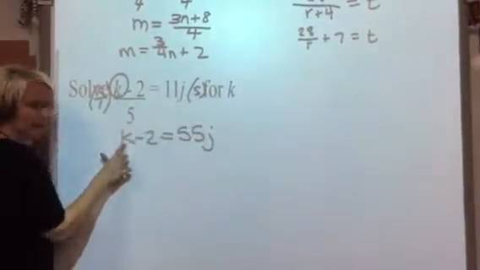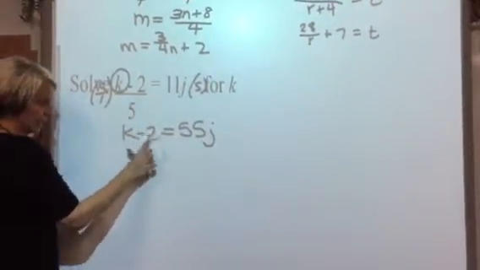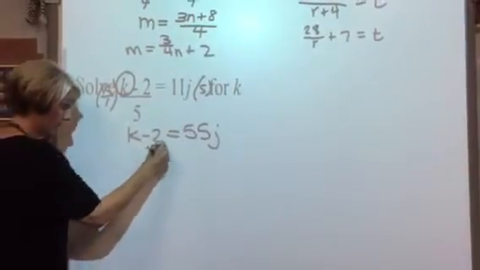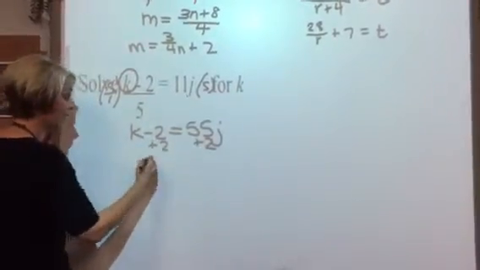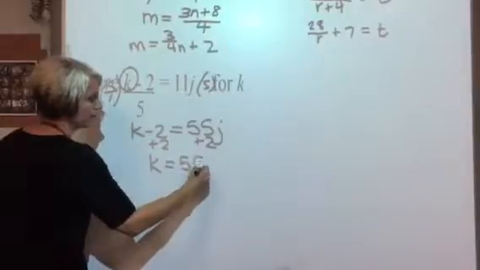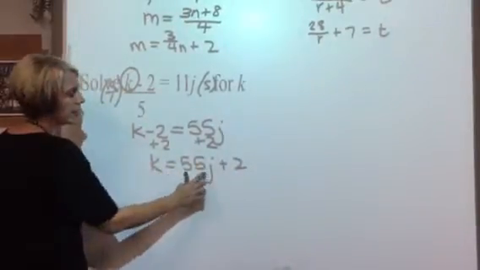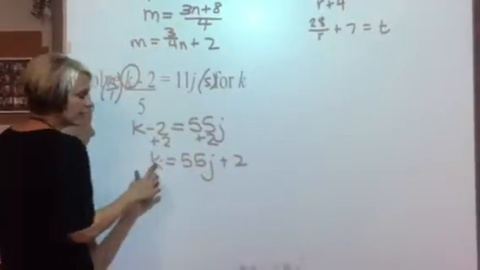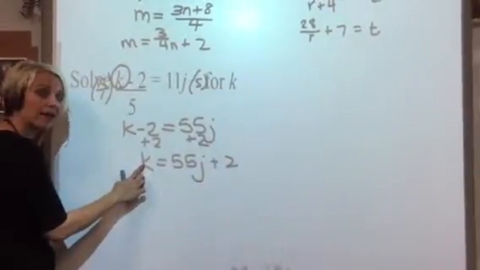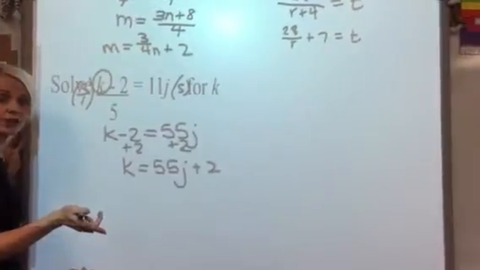Remember, my goal is to get k by itself. I'm almost there. This is a minus 2, so I add 2. And I have k is equal to 55j plus 2. This cannot be simplified because these are j's, these are not. My goal was to get k by itself, and I have. So now you try the other example in your notes.